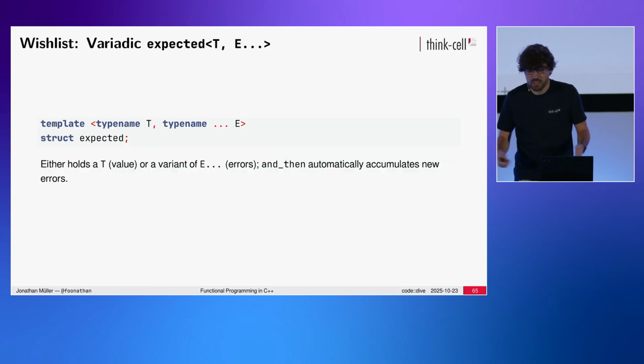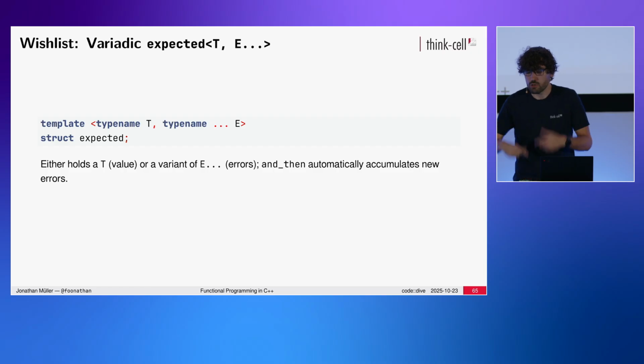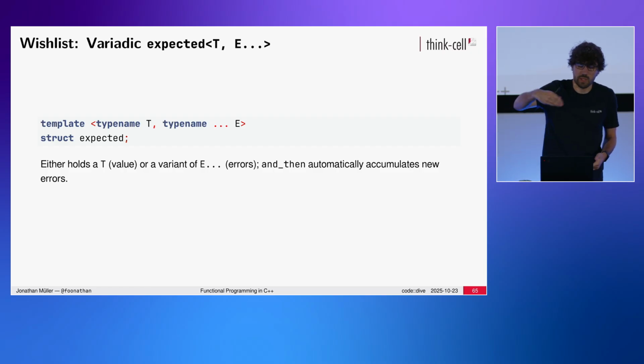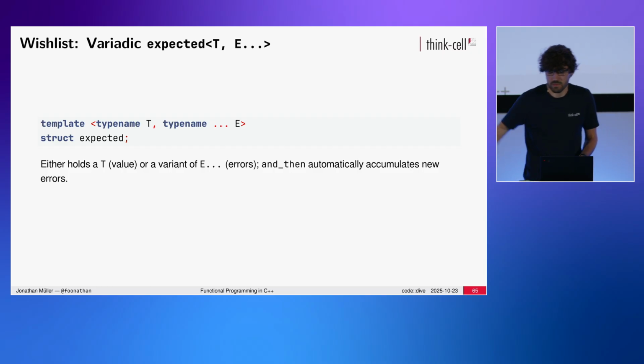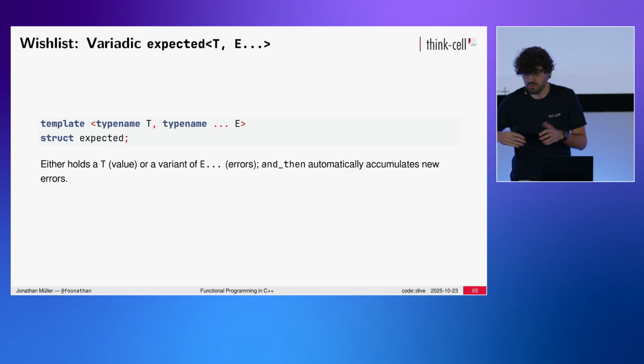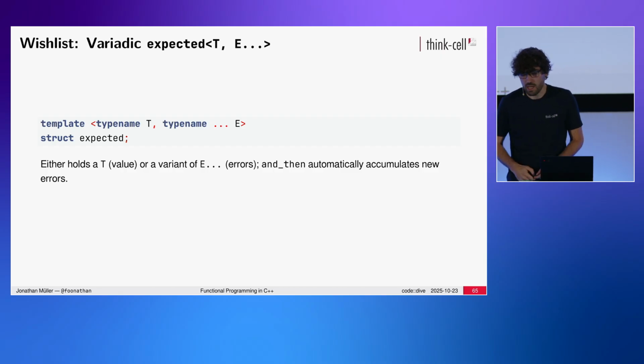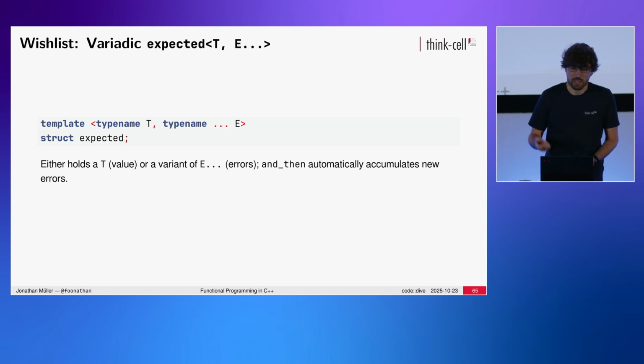It would be much nicer if you had an expected that would natively support multiple errors. And then when you call and then, you will automatically accumulate the new kinds of failures of the function. And again, this goes back to that C++ isn't a pure functional programming language, so some of the stuff gets a bit clunky, but you can write your own libraries to do that, and we might see something about that in the standard library.